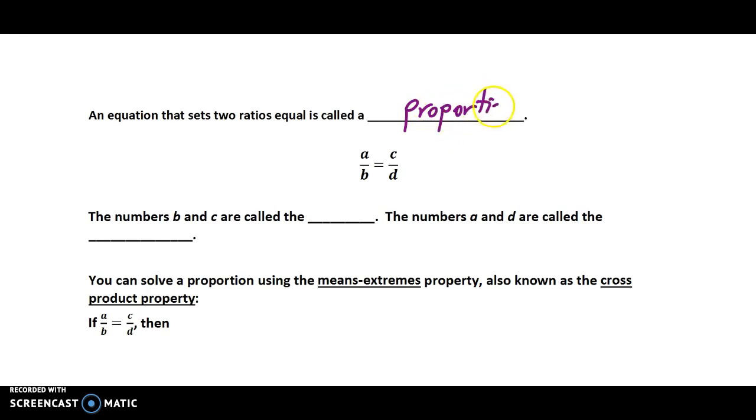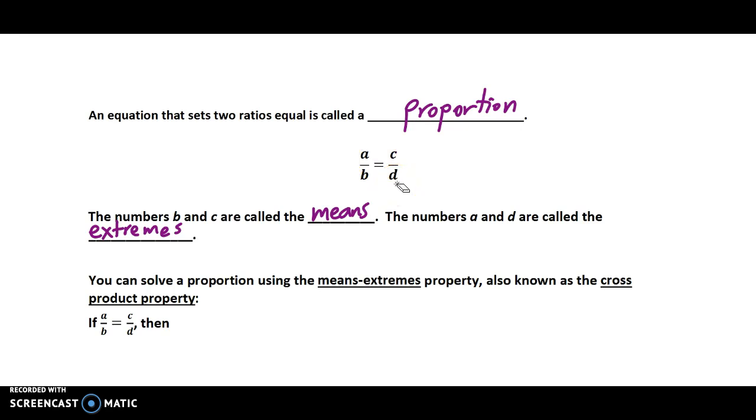Okay. Well, now that we've talked about ratios, an equation that sets two ratios equal is called a proportion. And it might look something like this: A over B equals C over D. They're two ratios, and they're just set equal. These numbers, the B and C, we call them the means. They're kind of in the middle, right? Means, middle, makes sense. They're kind of the balance point. The numbers A and D on the far outside, we call them the extremes. They're on the extreme far outside of the equation as we read it, right?